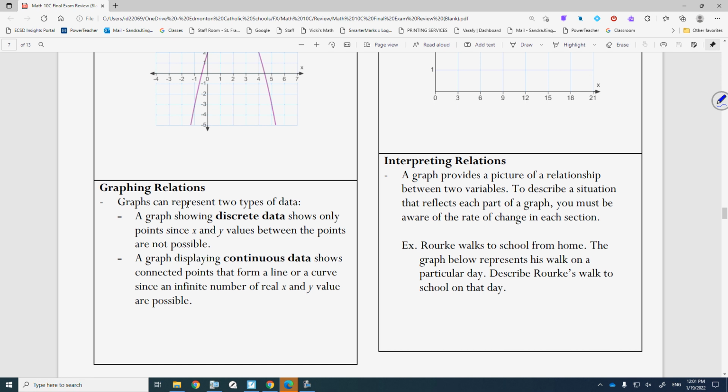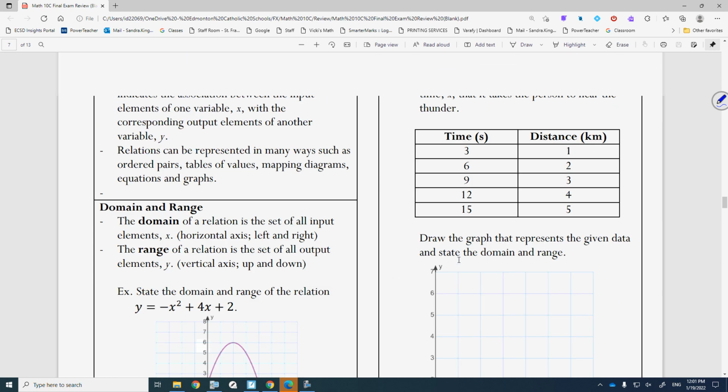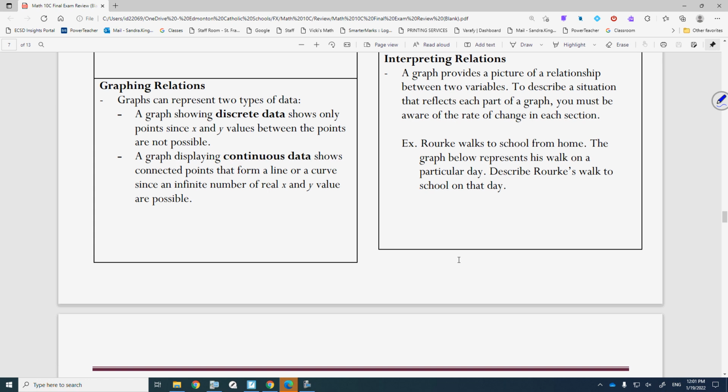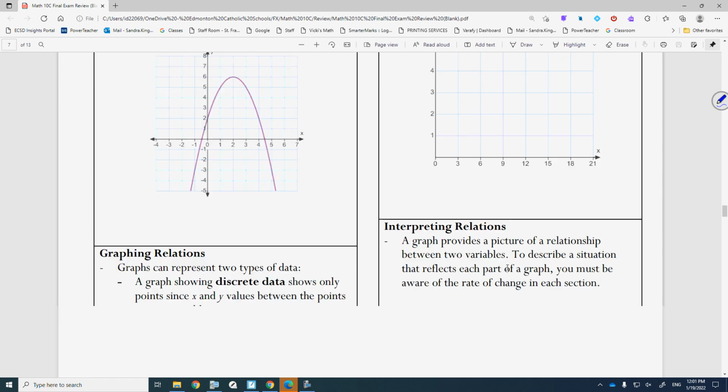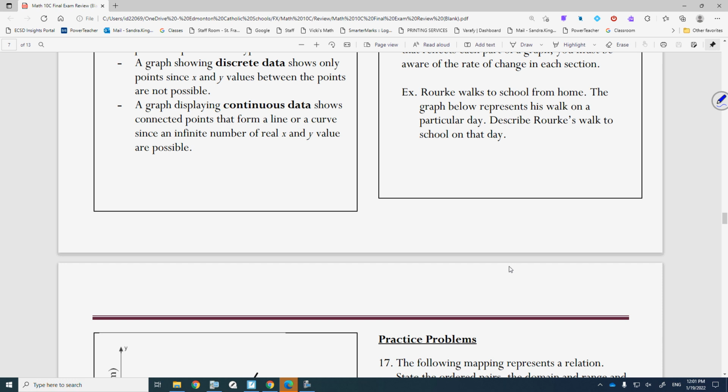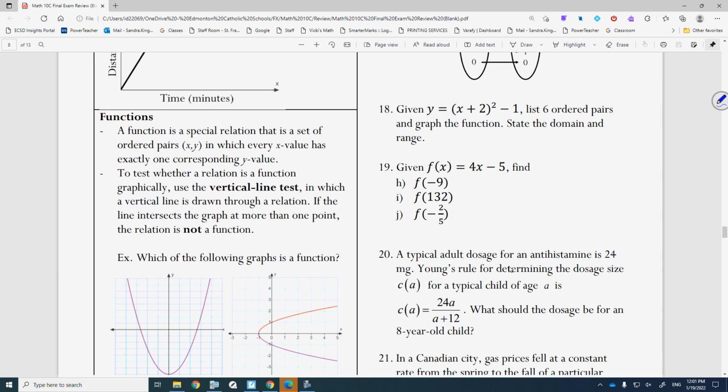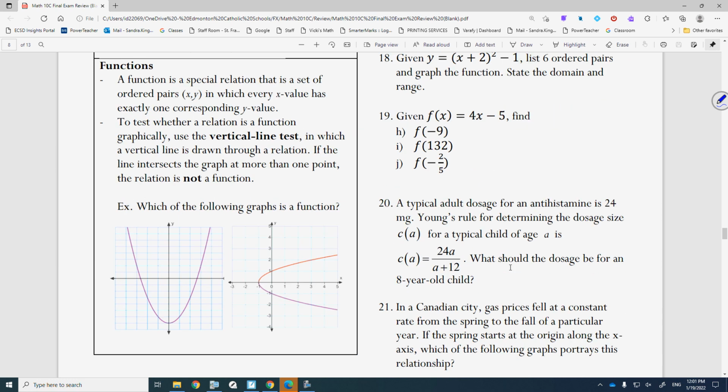Let's move on to discrete data versus continuous, right? You don't have to remember much: discrete is dots, continuous is a continual line. And if there's anything on interpreting data, you'll be okay with those types of questions. Let's go down to functions. So on your next page, you have functions.